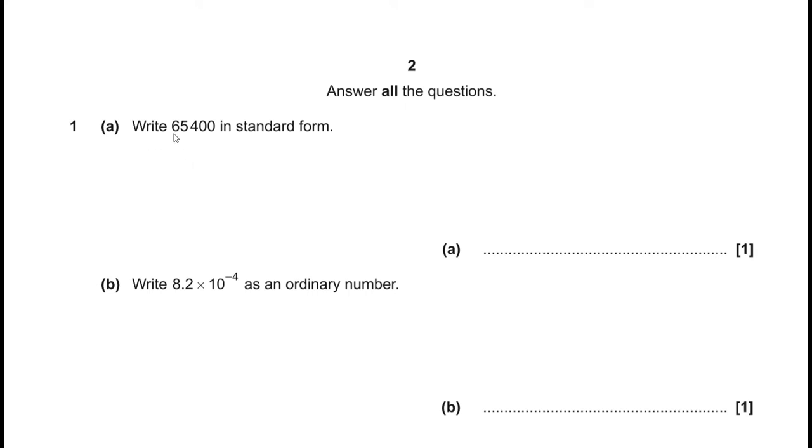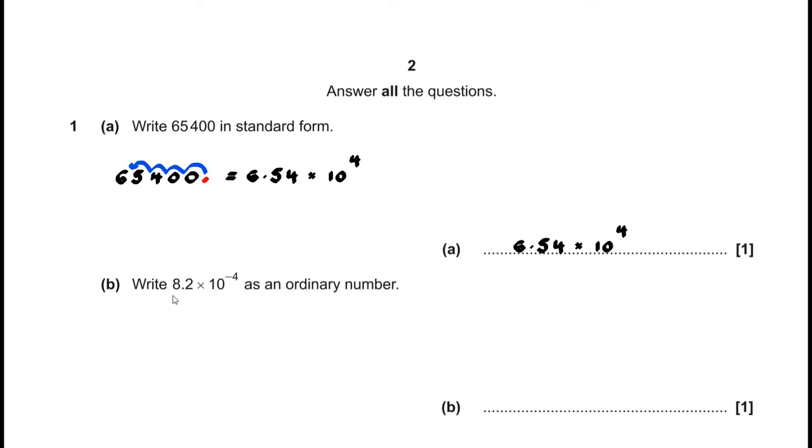Question number 1, part A. We have to write 65,400 in standard form. Well, we've got this 65,400, and if our decimal point is here, we need to move this decimal point 1, 2, 3, 4 spaces to the left, meaning we would have 6.54 multiplied by 10 to the power of 4. So we have 6.54 times 10 to the power of 4.